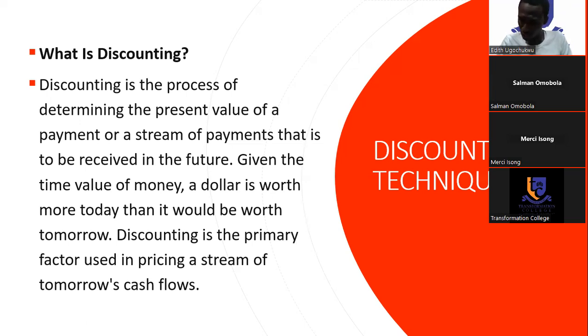So how do you get your present value? You multiply your cash inflow by your discount factor. The cash inflow by your discount factor. So for the first year, multiply cash inflow by discount factor and put your answer.